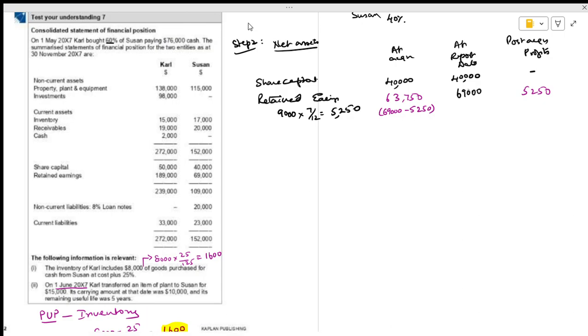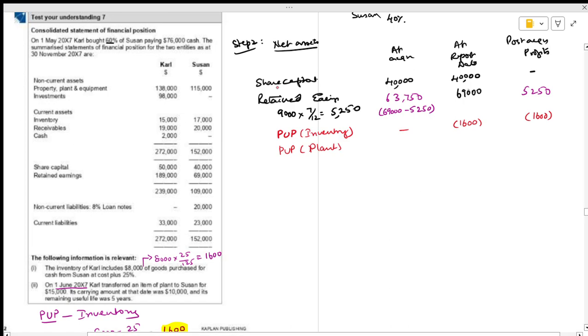Now, portion of unrealized profit. Okay, inventory. How much is there at reporting date? 1600. Portion of unrealized profit with respect to plant. How much is there? 500.